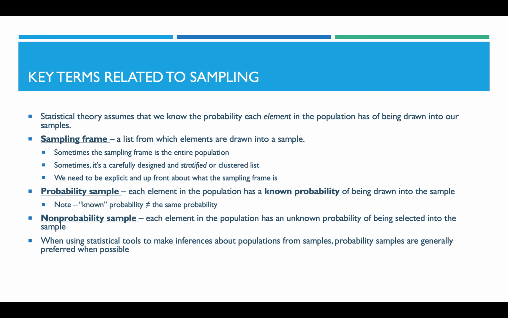And our final key point here is that when we're using statistical tools to make inferences about broader populations based on samples, probability samples are generally preferred when it's possible that we can create one.